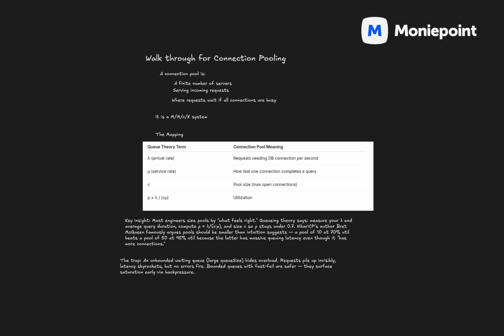I want to use connection pool as an example. The way to model it is: arrival rate is the number of connections you need per second. Service rate is how long a query will take. But you're already seeing why this is a bit difficult, because depending on your system, if you're running different types of queries, then it creates variability in your service rate, and it makes it much more difficult to model. It also leads to slower wait time.